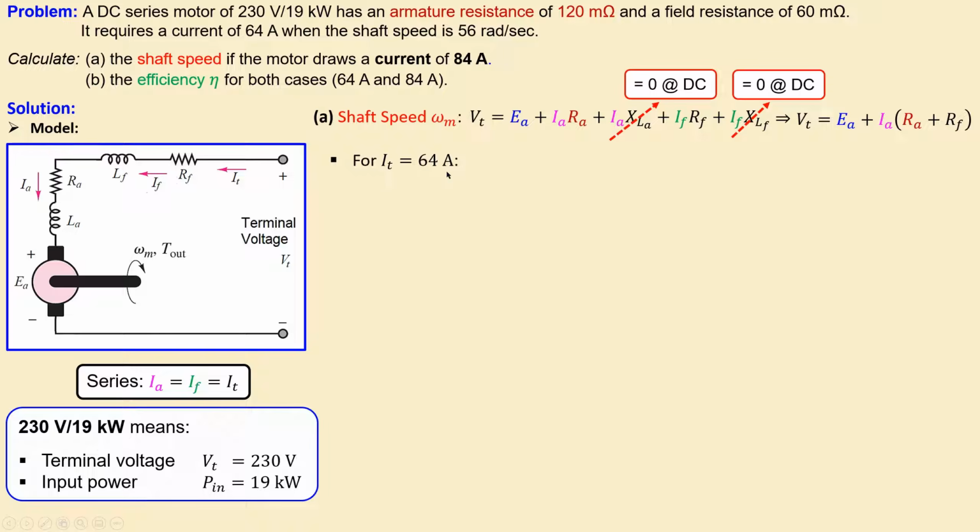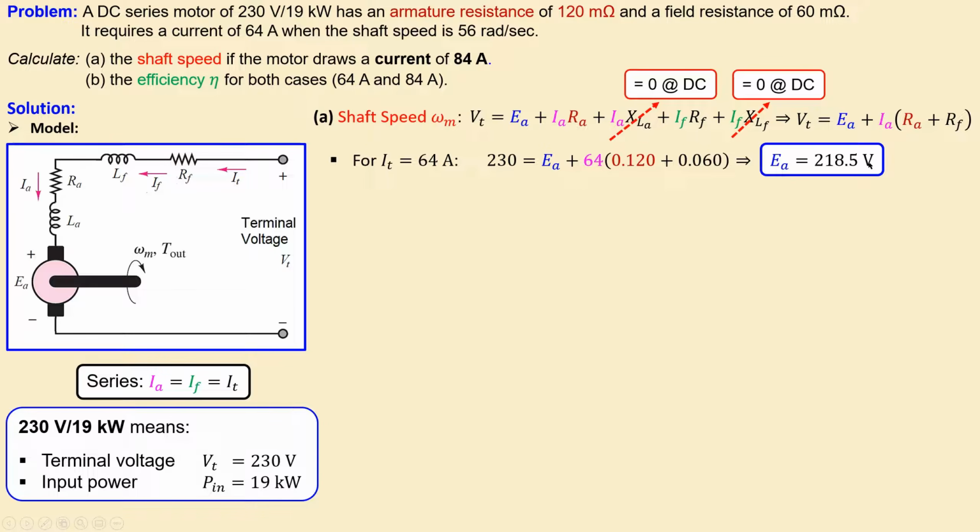In this first case, we consider the situation which is given in the example, which is then 64 amperes, and then the shaft speed is already given there. So we can now work out the formula here, just substitute the given values, 230 volts for the terminal voltage, the back EMF is still unknown, we have the current, we have also the 2 resistor values for the armature and also the field part, so we can just calculate what the value of the back EMF is.